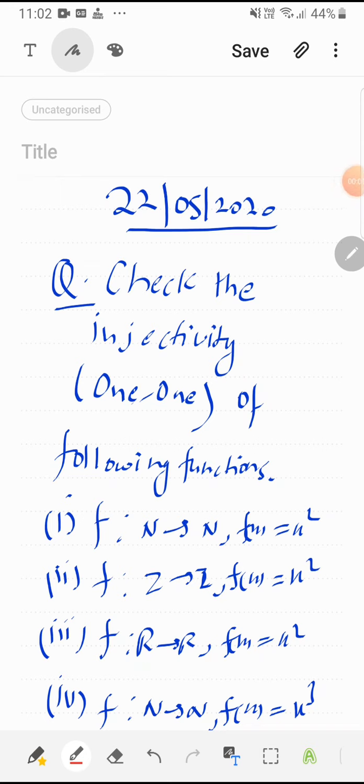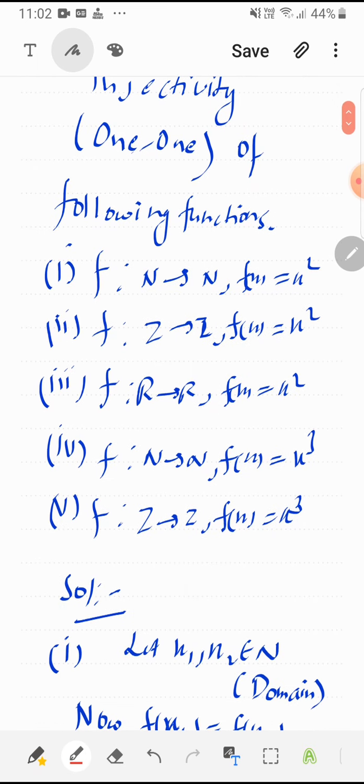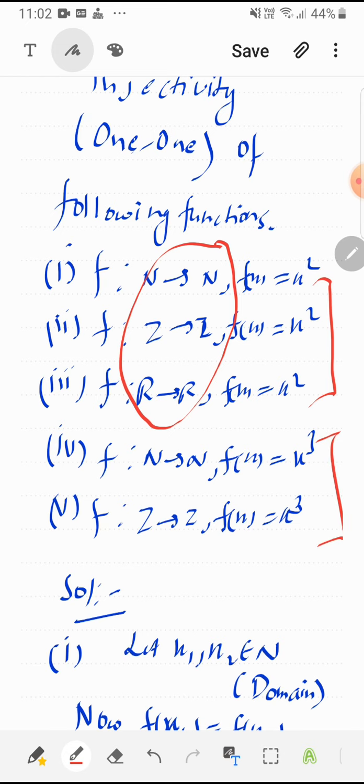Hello students, today we are going to discuss some problems based on one-one functions. So the first question under this category is: check the injectivity or one-oneness of the following function. Now this question has 5 parts. In the first 3 parts the function is the same, only the domain and codomain change. And in the last 2 parts again the function is the same and there is a change in domain and codomain.